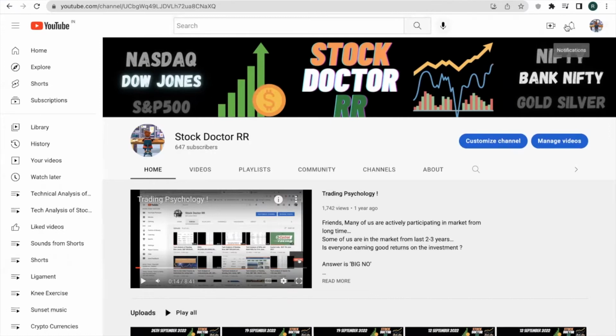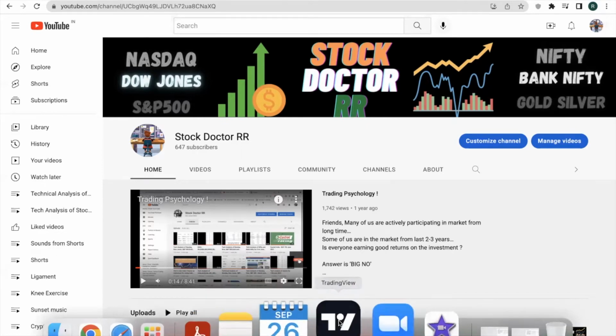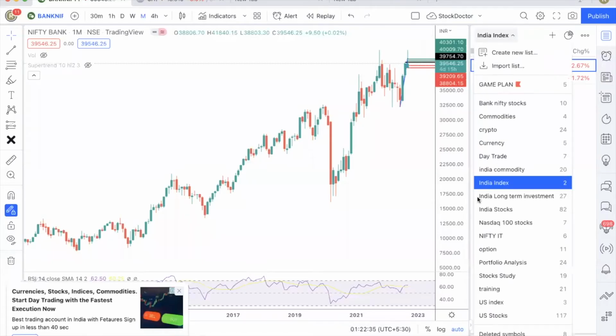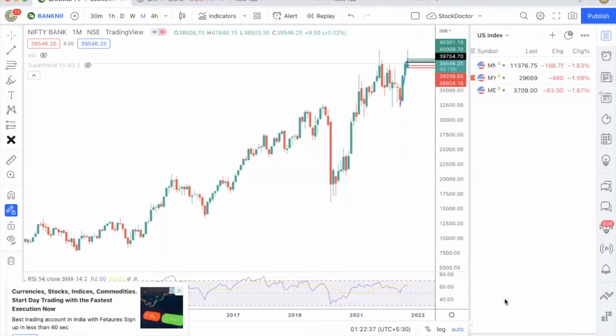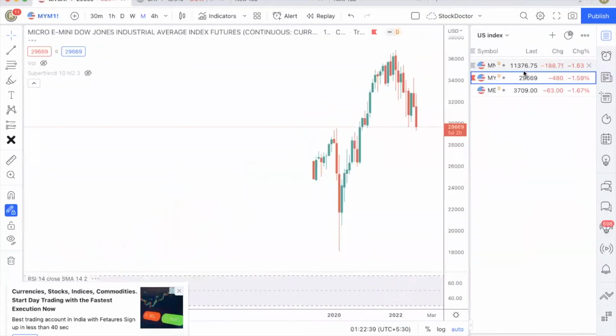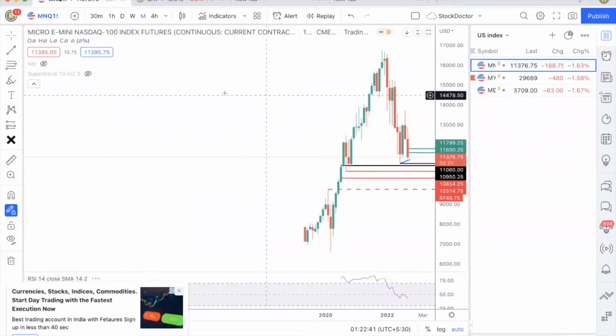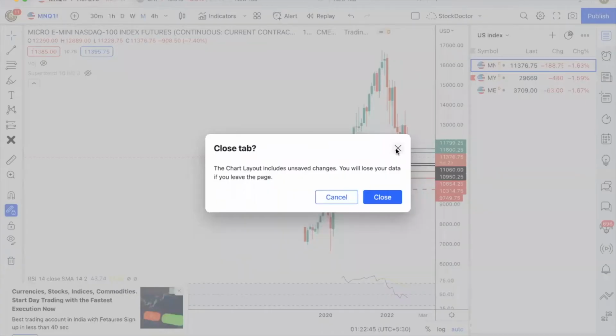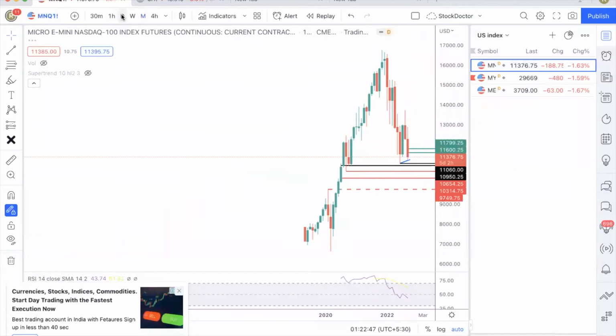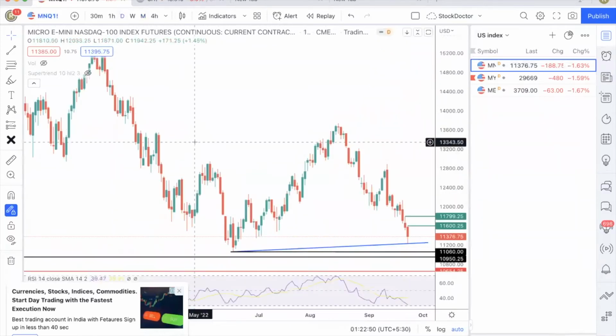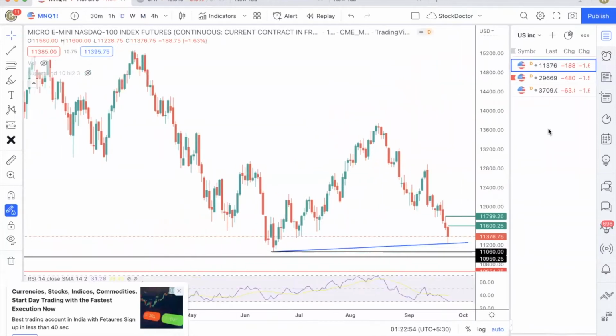So with that, without wasting time, let's go ahead and see the charts of all these three indexes. So here we go. First, we will check Nasdaq 100. So this is the chart of Nasdaq 100, which is called MNQ, and this is a day time frame chart.